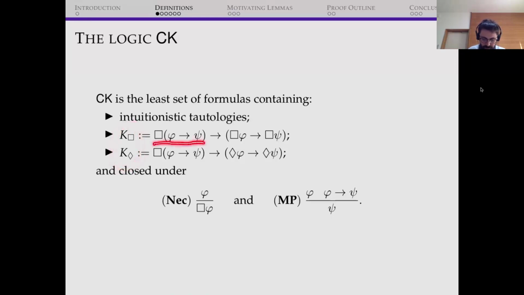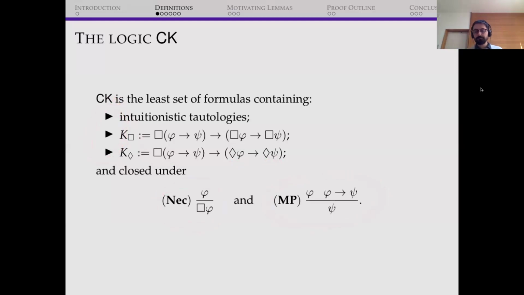We have that from box (phi implies psi), you get box phi implies box psi. This is just the standard K, but we also need this other variant to talk about the relation between diamonds and boxes: from box (phi implies psi), you get diamond phi implies diamond psi. These two things are equivalent classically, but not here. We can show that we actually need both of them. And taking these formulas, we get closure under necessitation and modus ponens, as usual.